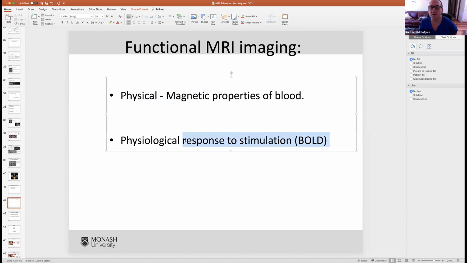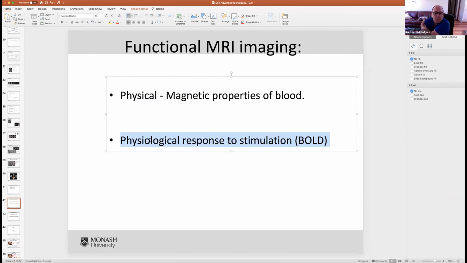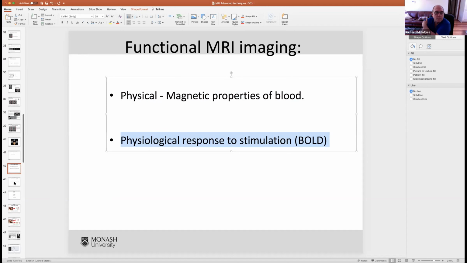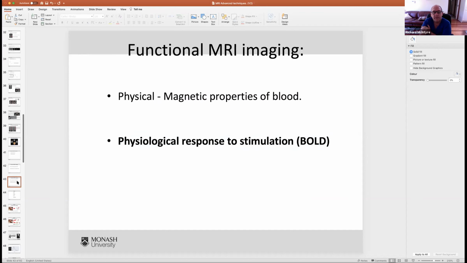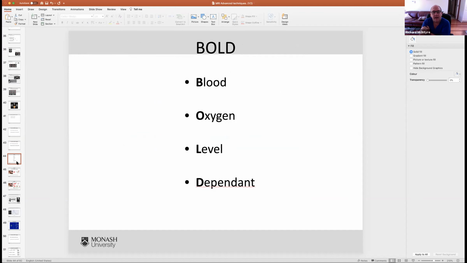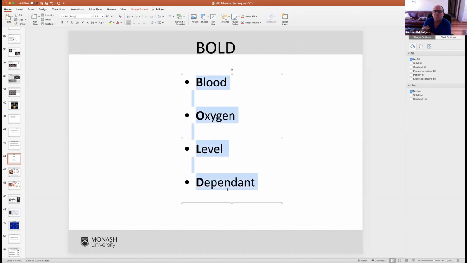So in other words, the body's change, or that organ's change, what is that organ doing, that hippocampus doing, that other parts of my brain aren't doing, and how can we assess that? Okay, so let's look at that first. Rather than go to the physics, let's look at the physiological response to stimulation. What's my hippocampus doing that the other parts aren't? Okay, and this is where the process of blood oxygen level dependent comes in.